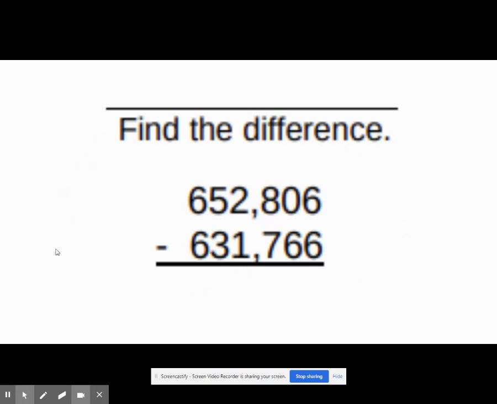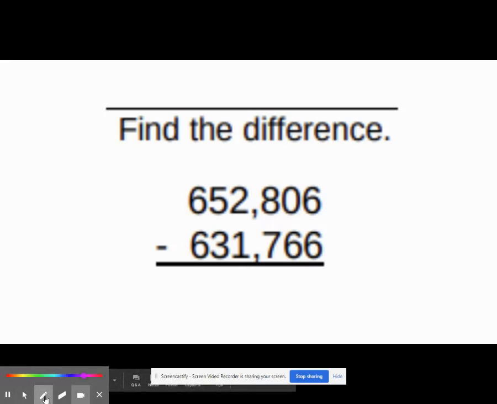We're going to start it off with something easy. So we've got a subtraction problem here. We have 652,806 minus 631,766. So remember, we've got these all lined up perfectly. We just want to subtract straight down. And don't forget to borrow if you need to. Go ahead and give that a try and choose the correct answer if you can from the choices on your right. And we'll check your answer here in just a second.